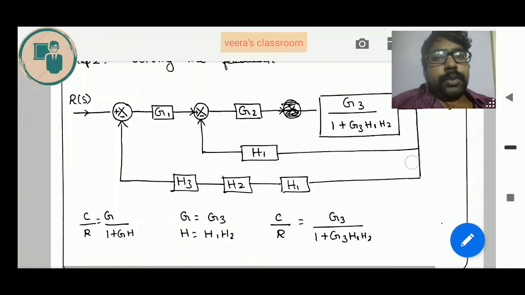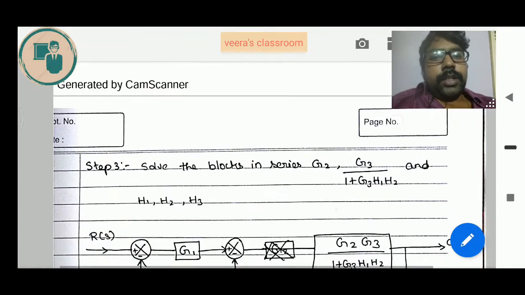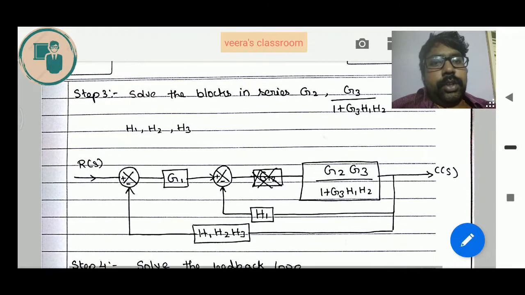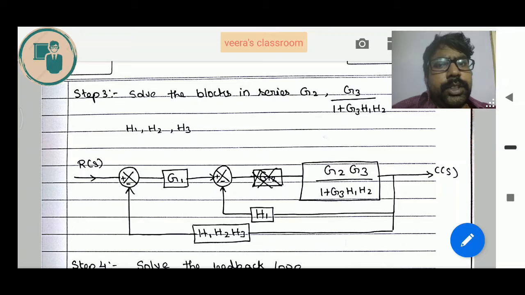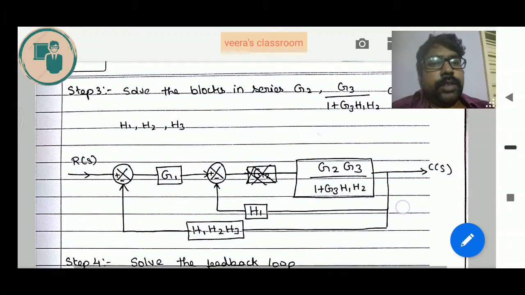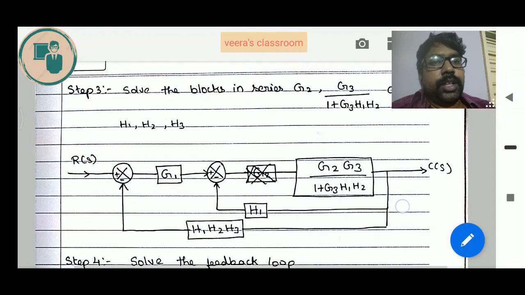So step 3 is to solve the blocks in series. We are just combining them, multiplying. So the blocks in series will be G2 G3 divided by 1 plus G3 H1 H2. That's fine. So the next step is to solve the feedback loop. This is again a negative feedback. Instead of G we have G2 G3 divided by 1 plus G3 H1 H2, and the feedback element is H1.